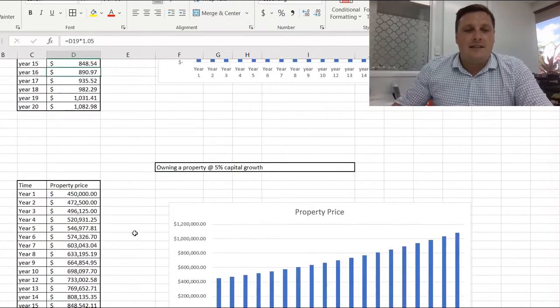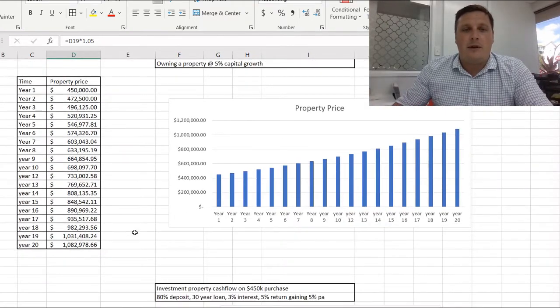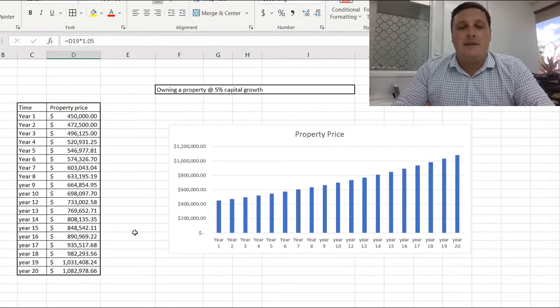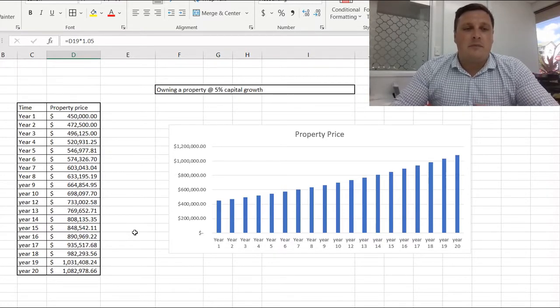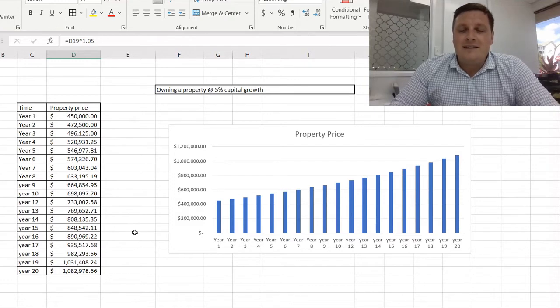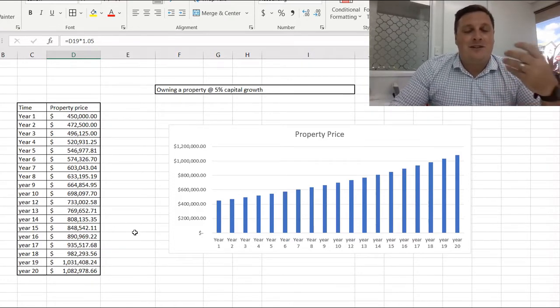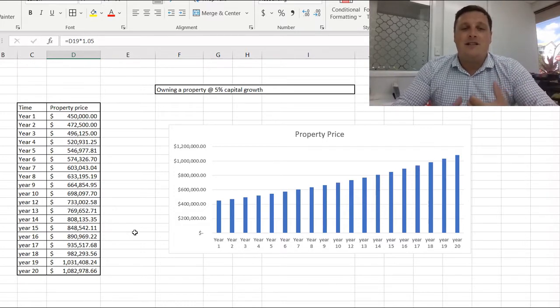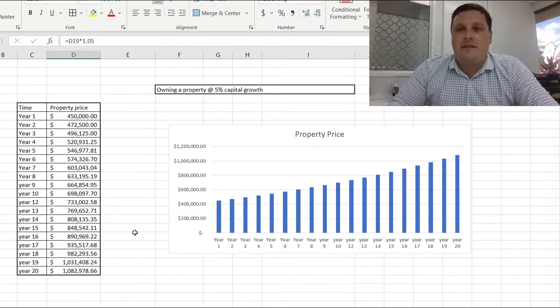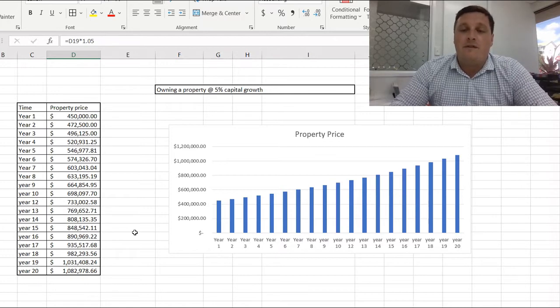To jump into my second situation, I want to talk about owning a property and what that looks like at 5% growth. So we've grabbed a property at the value of 450,000. Depending on where you are, if you're in Sydney and Melbourne, obviously your purchase price is going to be a lot higher. If you're in a regional area, it's pretty realistic to still be able to pick up a property around that 450,000 mark, depending on where you are.